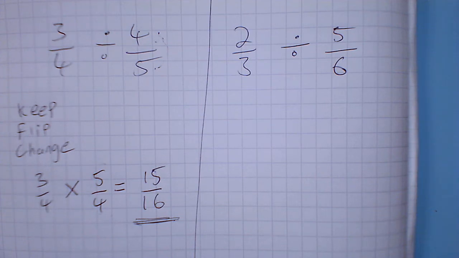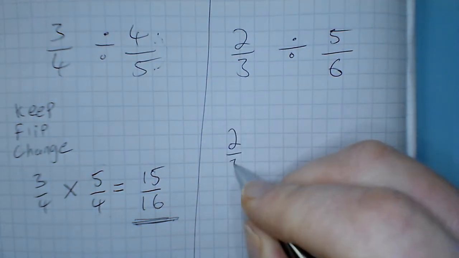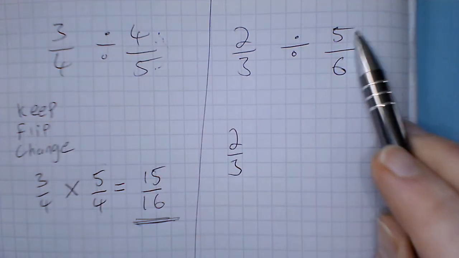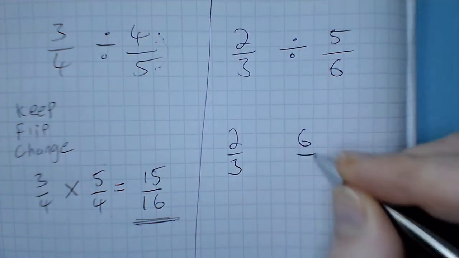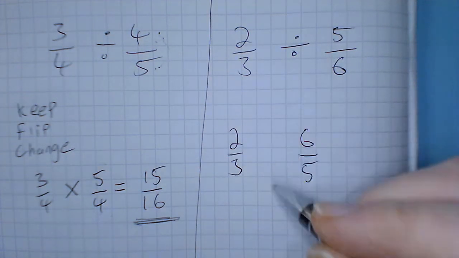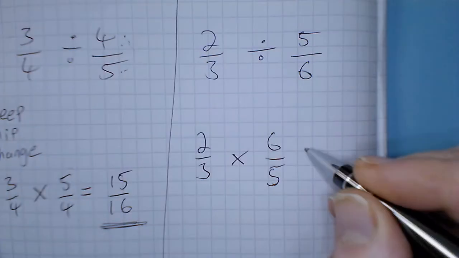Okay, 2/3 divided by 5/6 then. Keep. So 2/3 will be kept the same. 2 over 3. Flip. 5 over 6. Top and bottom switch around, becomes 6 over 5. And change. My divide sign becomes a times sign. 2/3 multiplied by 6/5. And I will just do that now.